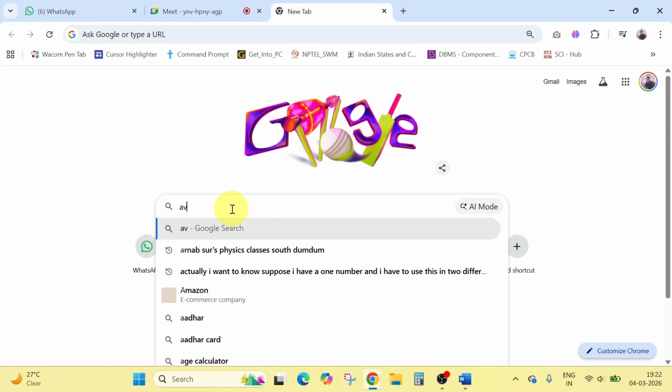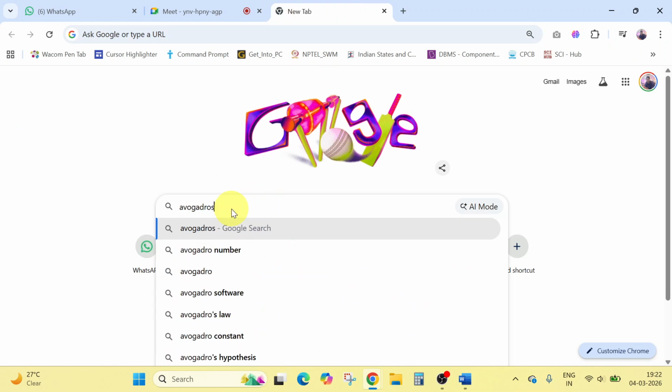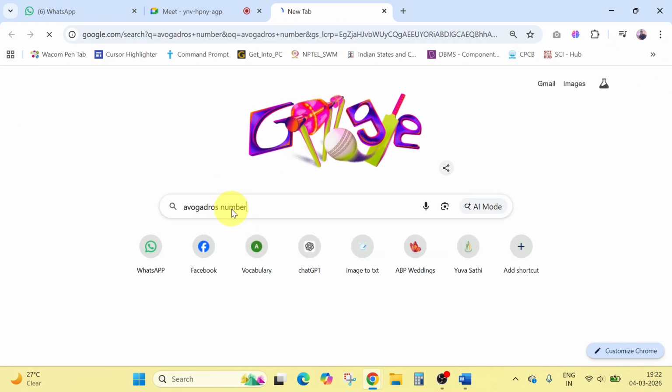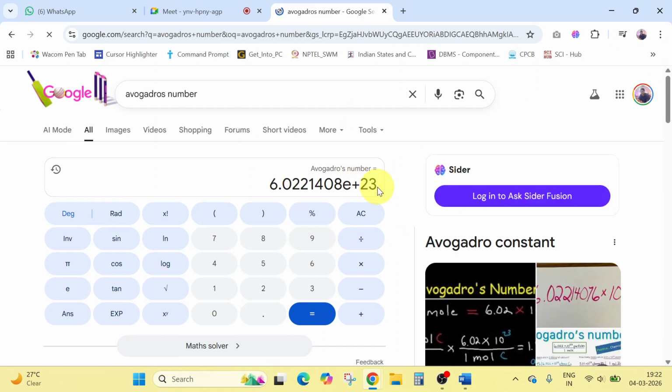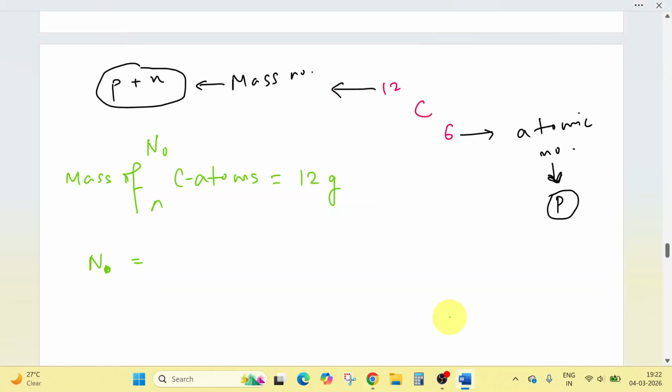Avogadro's number. See, 6.02 into 10 to the power 23. So N0 is 6.02 into 10 to the power 23. So this one huge number of carbon atoms when collected together, total mass of them will be 12 gram. Okay, so that's why this 12 comes.